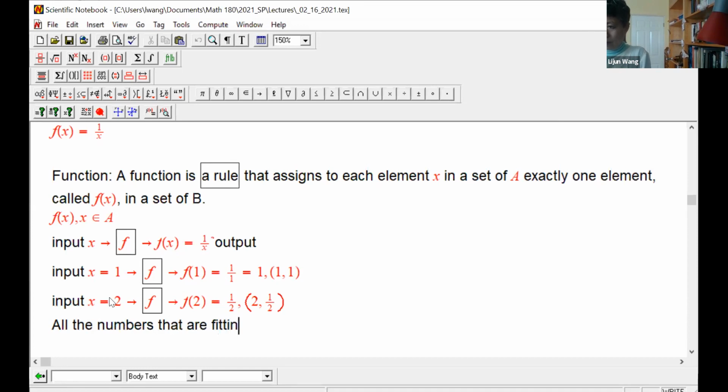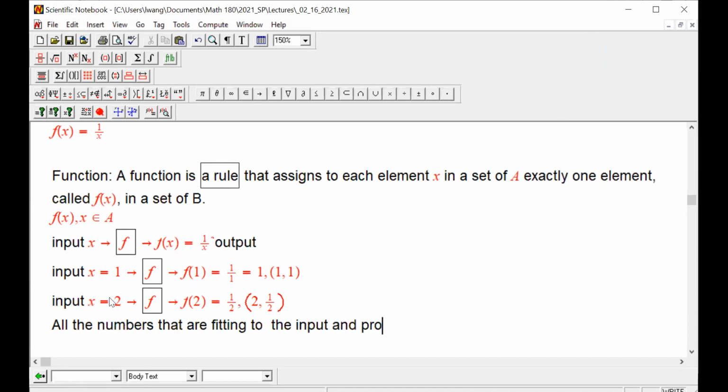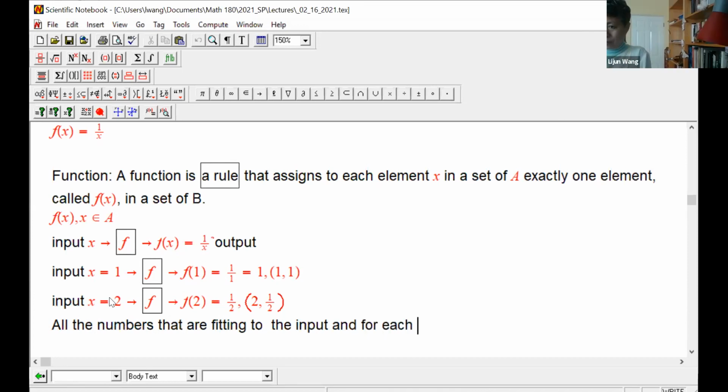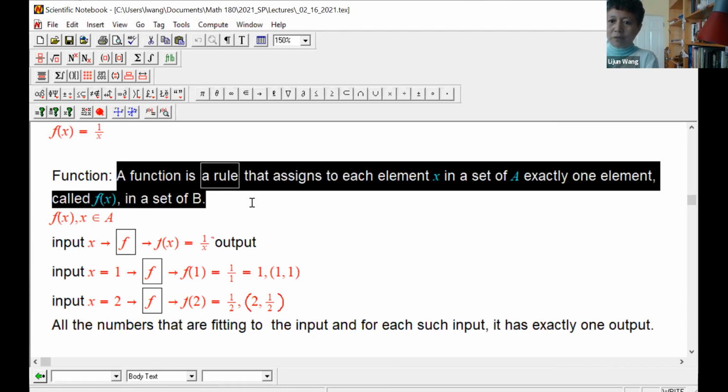That are fitting to be the input and produces, and for each, I'm quoting the definition of function, for each number, it has exactly one output, because that's dictated by the function definition.